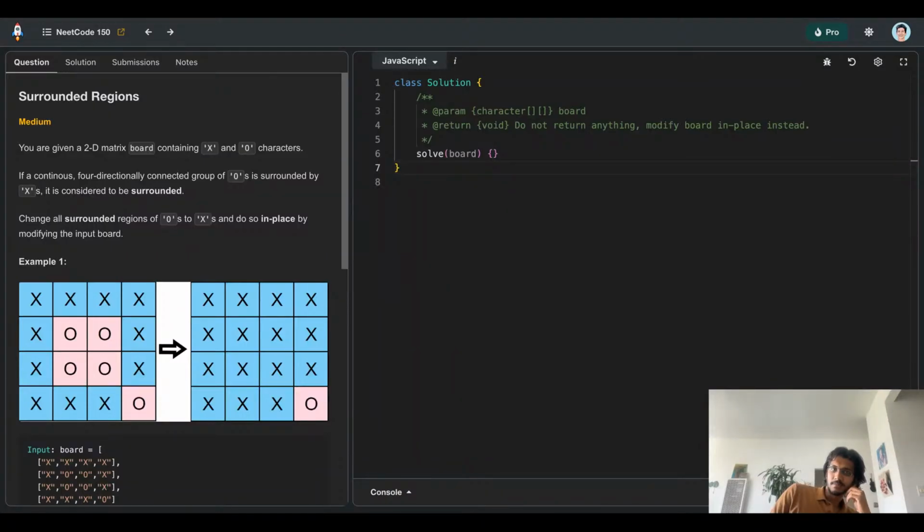So basically, the reverse of that would be you just move through, and any zeros that can be connected from the border, you mark them as zeros. Everything else can essentially be considered surrounded by X's. So that would be the classic way to go about this.